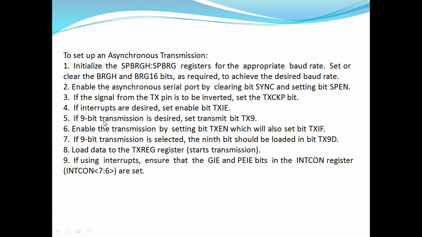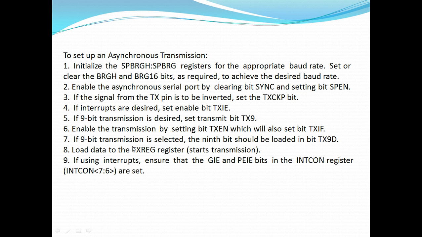In the next step, if we are going to have 9-bit transmission, then we need to set the TX9 bit. Generally, we don't use this particular mode; we will go for 8-bit mode. In the next step, enable the transmission by setting the TXEN bit. Along with this, the particular flag will be set to 1. We will skip this, and let's load the data into the transmission register for data transmission.